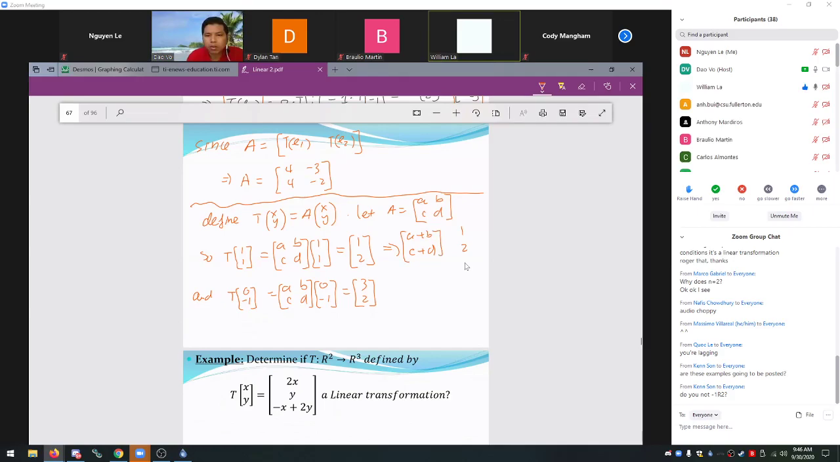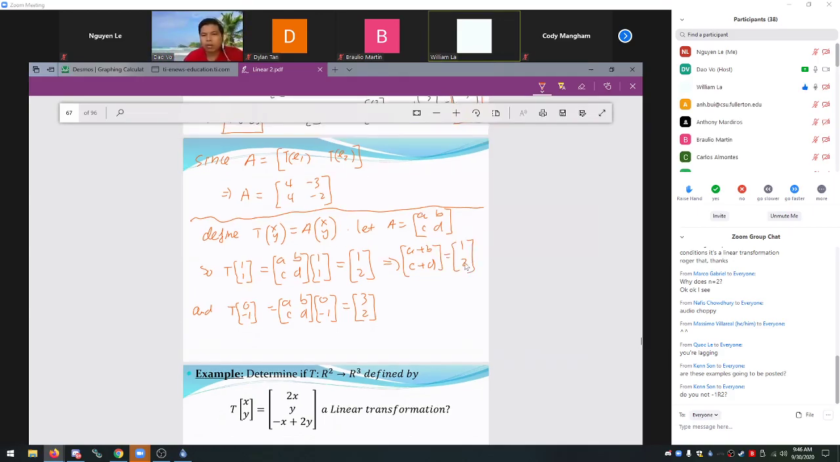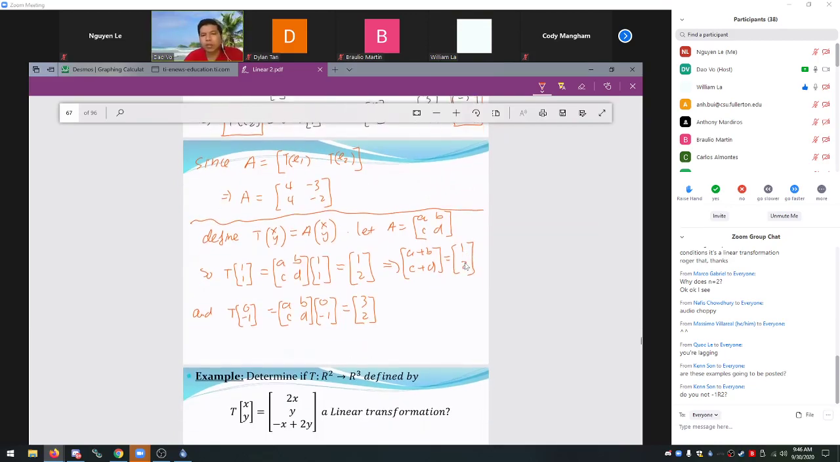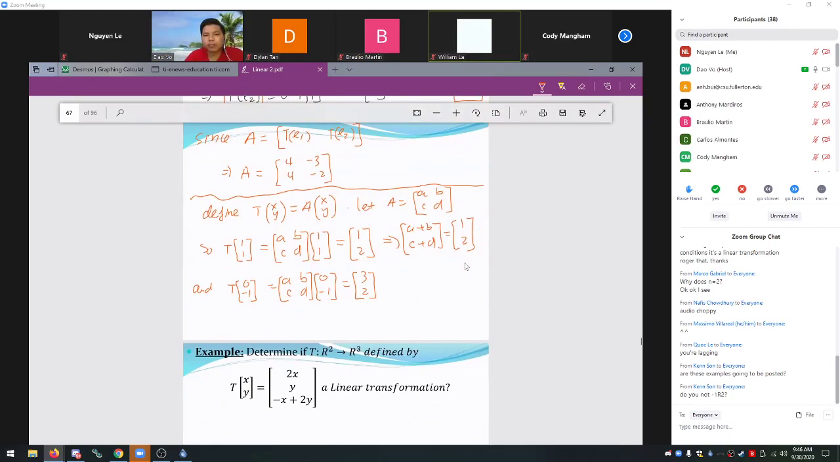Professor, wouldn't it be -3, -2 for what we solved for? Yeah, no, this is just another way to get the matrix A. All right, and for the second one, you have negative b, negative d equal to (3, 2).